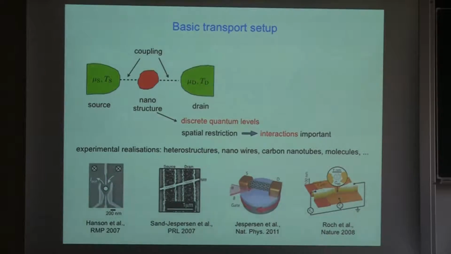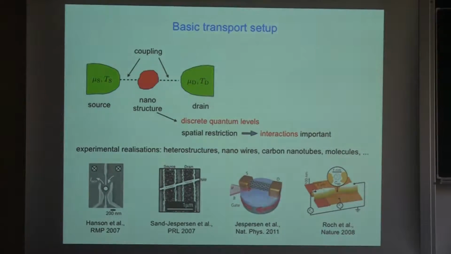Okay, let's start and define what I mean by a nanostructure. The most basic setup you see here: you have some nanostructure, and by nano I mean it has discrete quantum levels. That's the main ingredient here. Also, as a side remark, it's small, so it's spatially very restricted, so usually interactions will be important in this system. And we couple this nanostructure to at least two leads.